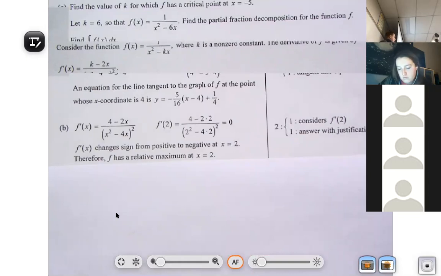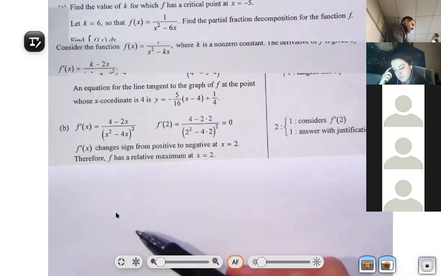Your sign charts will never be graded, and that's why they don't put it up here. But I would encourage you to do a sign chart with 2. And then I would plug in 1 for f prime, plug in 3 for f prime, and make sure that it changes from positive to negative. So relative maximum.